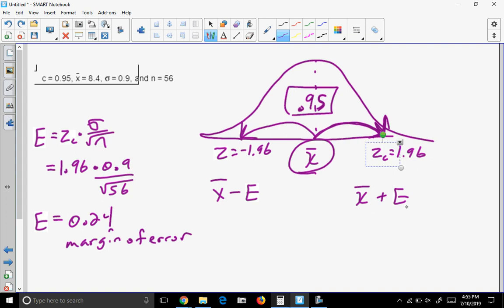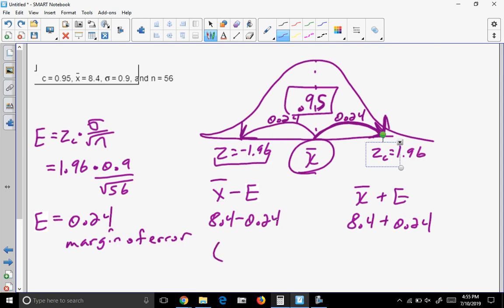So our upper boundary will be our mean plus the margin of error. Our lower boundary will be our mean minus our margin of error. So the margin of error, again, that's how far we are going to the right, how far we are going to the left from the mean. Z is a count of how many standard deviations that is, but 0.24, that's how many units we are traveling, not how many standard deviations.